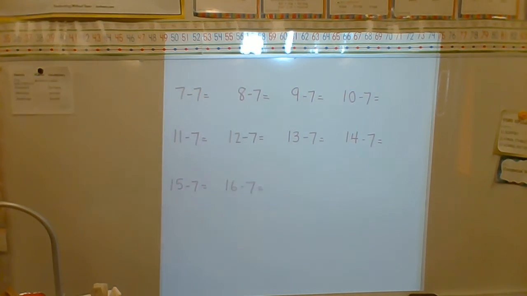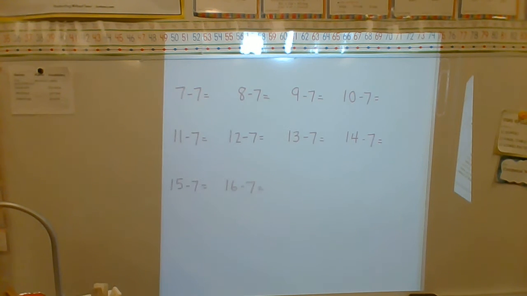All right, this will be math lesson 95. Really, the only thing we're doing out of 95 would be the subtracting 7 facts. So when we take a look at these problems, these are the subtracting 7 facts.